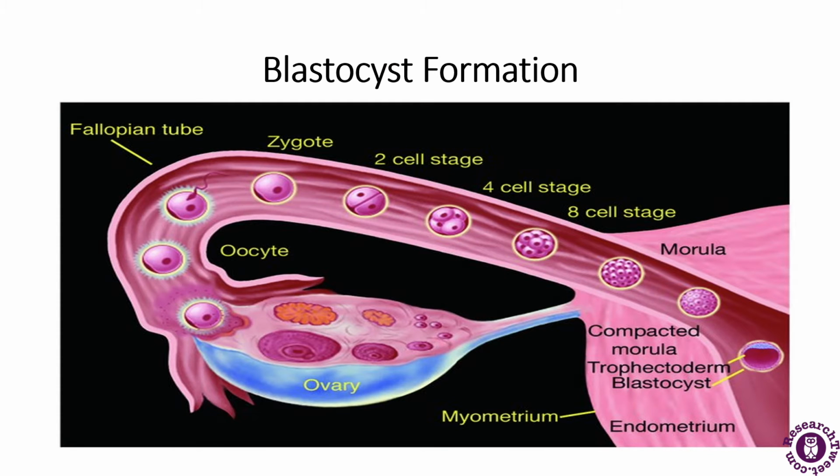The next is how the blastocyst is formed. After the process of fertilization, a single-cell structure called the zygote is formed. The zygote undergoes a series of cell divisions leading to the formation of a hollow cell mass known as the blastocyst. So what are the stages here?